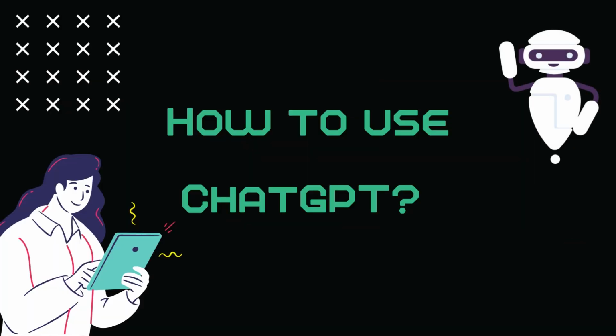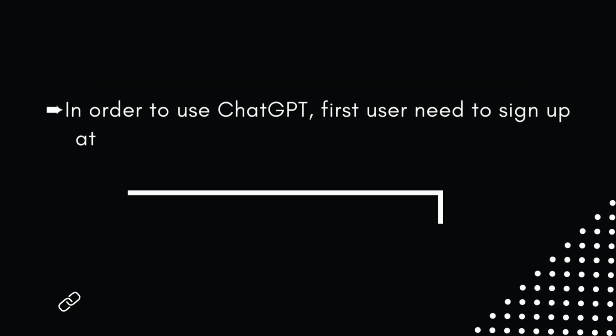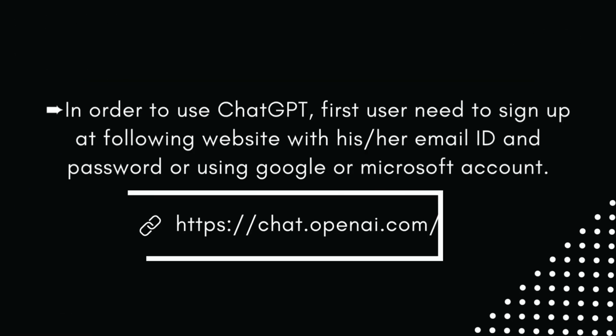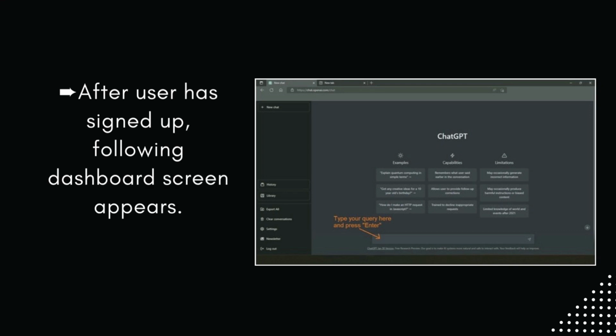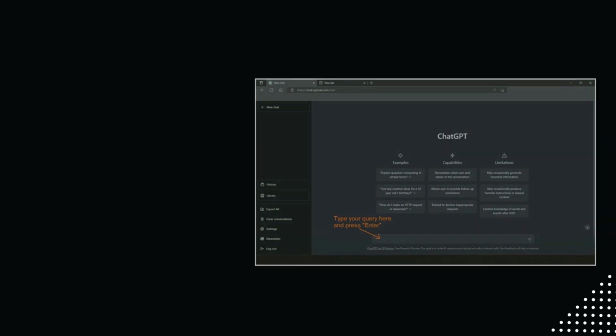How to use ChatGPT? In order to use ChatGPT, first the user needs to sign up at the following website link with his/her email ID and password, or using a Google or Microsoft account. The link is also in the description. After the user has signed up, the following dashboard screen appears.